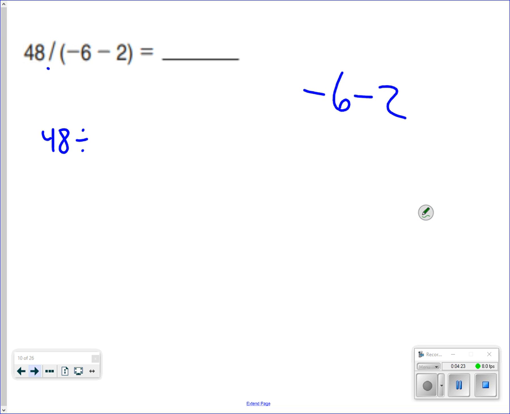We're just going to do leave, add, change. So negative 6 plus a negative 2 is a negative 8. So then I go back over to my problem here. 48 divided by negative 8, I have a positive divided by a negative, so my answer is going to be negative. Well, what is 48 divided by 8? It is 6, so my answer is negative 6.